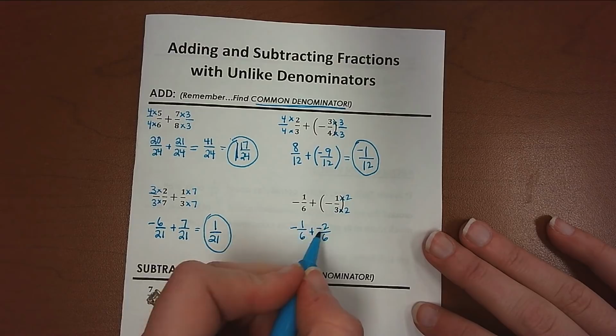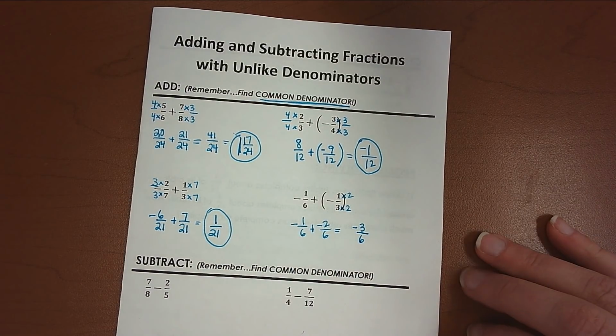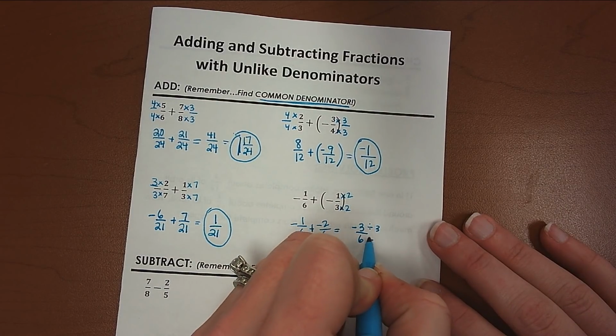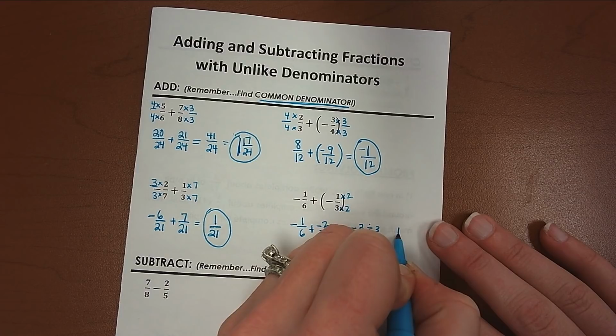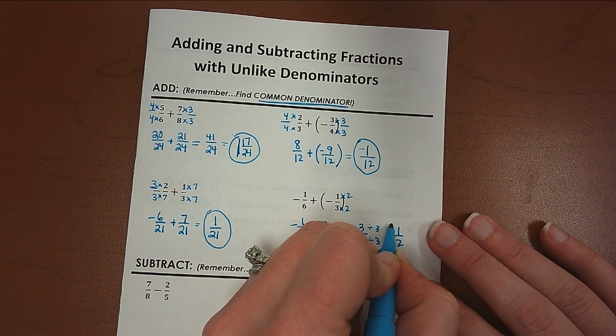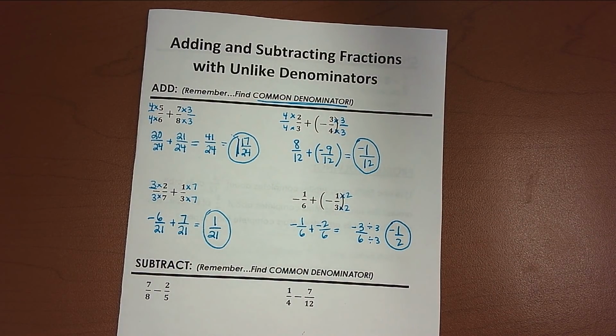Negative 1 plus negative 2 is equal to negative 3. Keep my denominator. And I'm going to simplify this because 3 goes into 3 and 6. And 3 divided by 3 is 1. 6 divided by 3 is 2. And this whole thing is negative. So negative 1/6 plus negative 1/3 is equal to negative 1/2.